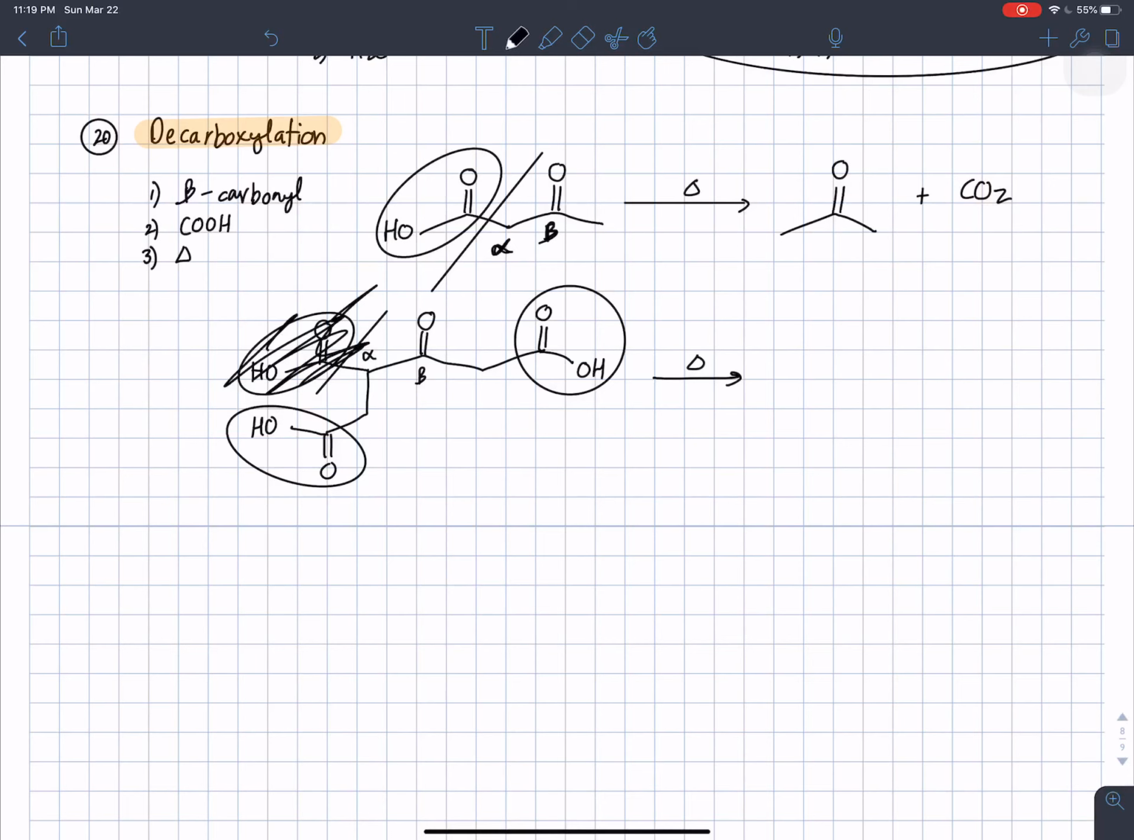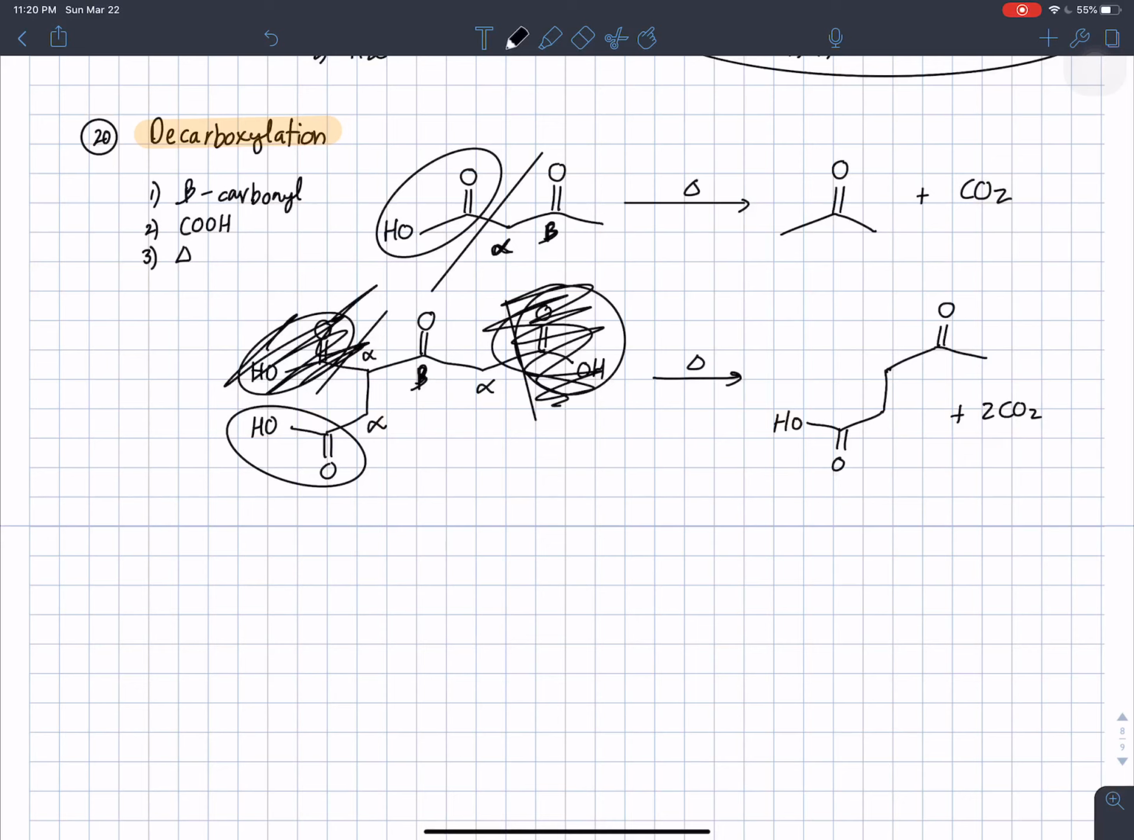Great. What about this one? This is alpha and this is beta. Is there a carbonyl there? Nope. Because there's no carbonyl there, this is going to be ignored. What about this one? This is the alpha spot and that's the beta spot, so this gets chopped off. Already saw that. My final answer should be everything except what I chopped off. So it'd be like this. You would get this, and because I chopped off 2 carboxylic acids, I get 2 CO2. That's the very last reaction.